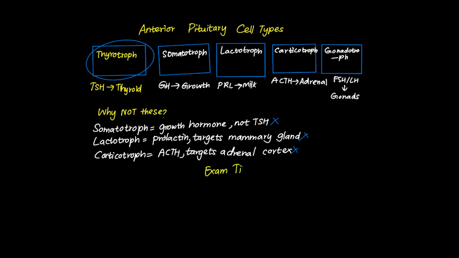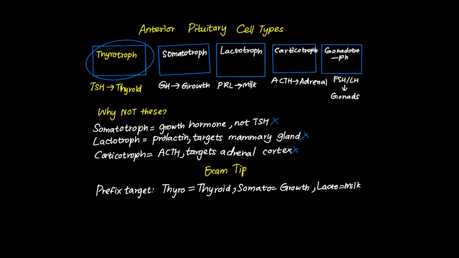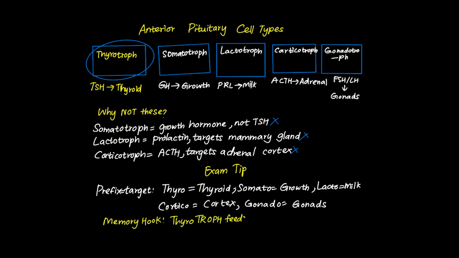Here's a WGU D312 OA exam tip for you. Match the prefix to the target. Thyro, thyroid. Somato, body, growth. Lacto, milk. Cortico, cortex. Gonado, gonads. If the question asks about TSH, look for thyrotroph. Quick hook: thyrotroph feeds the thyroid.